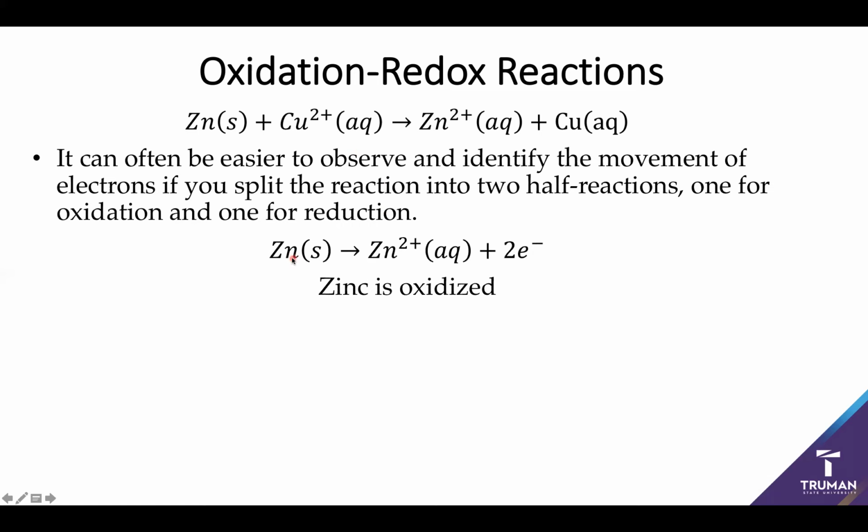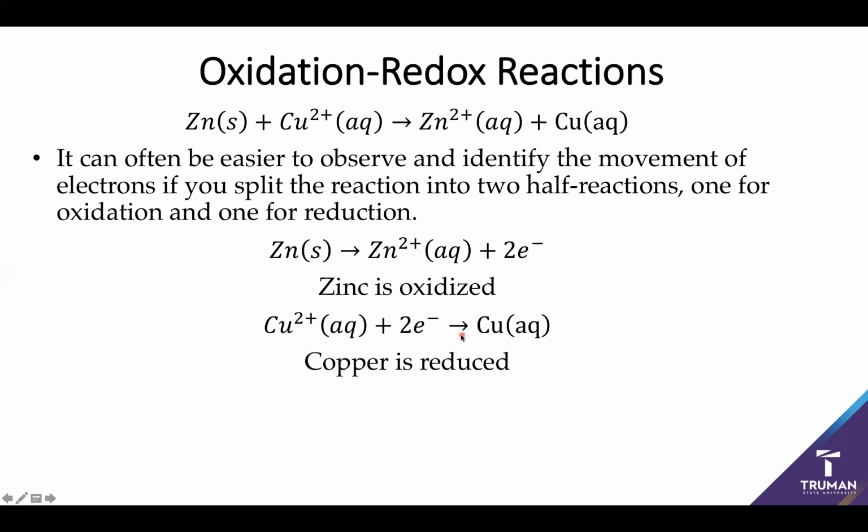So if I'm looking at zinc, the zinc is losing 2 electrons as it forms a 2+, and those 2 free electrons. So zinc is oxidized as it loses electrons. Copper is reduced as it gains electrons, as I go from copper 2+ to copper. So any electrons lost from zinc are immediately gained by copper.